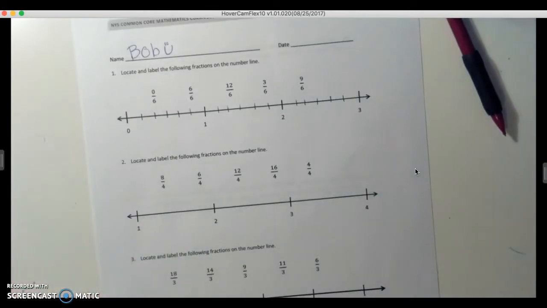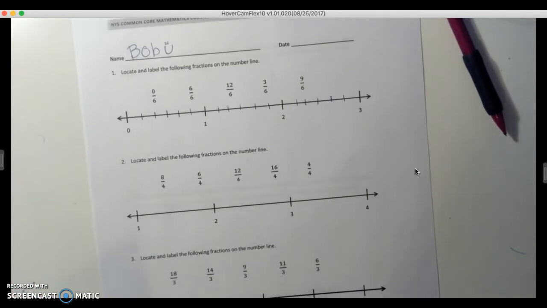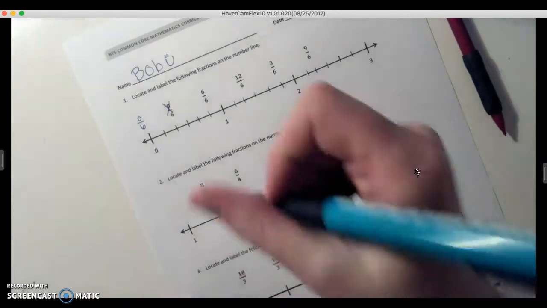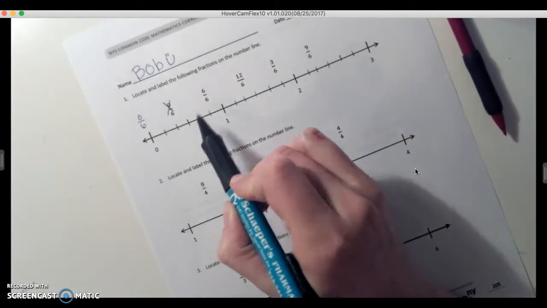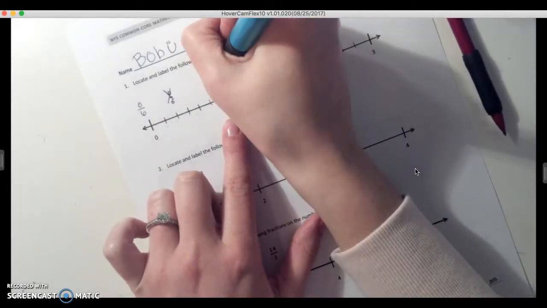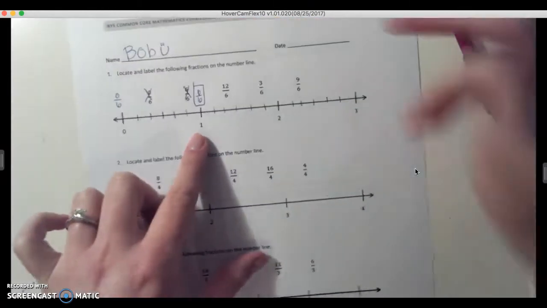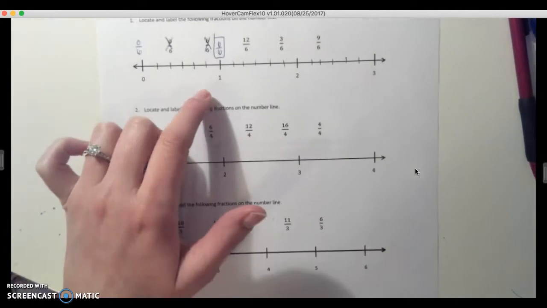Okay. All right. So here they want us to locate and label 0/6. So 0/6 will be obviously on the 0. I'm going to cross that one out because we did that one. Now they want us to locate 6/6. So we have 1/6, 2/6, 3/6, 4/6, 5/6, 6/6 is right here on the 1. Cross that one out because we did that one. I keep tilting my paper, so I'll see if I can get you guys straight. All right.